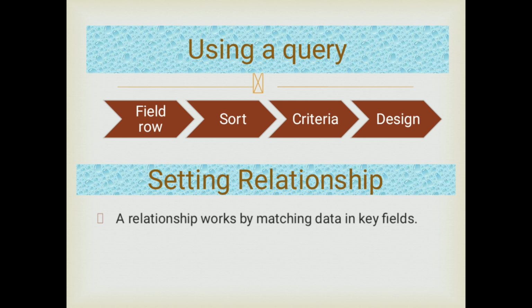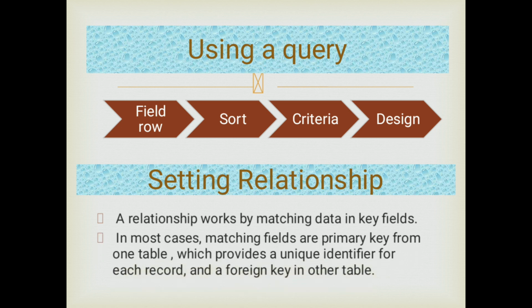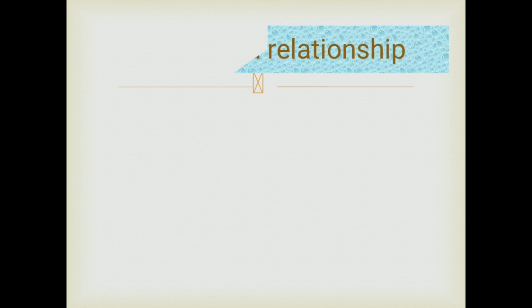Next is setting relationship. A relationship works by matching data in the key fields. In most cases, these matching fields are the primary key from one table, which provides a unique identifier for each record, and a foreign key in the other table. To create a relationship, users have to follow the given steps.